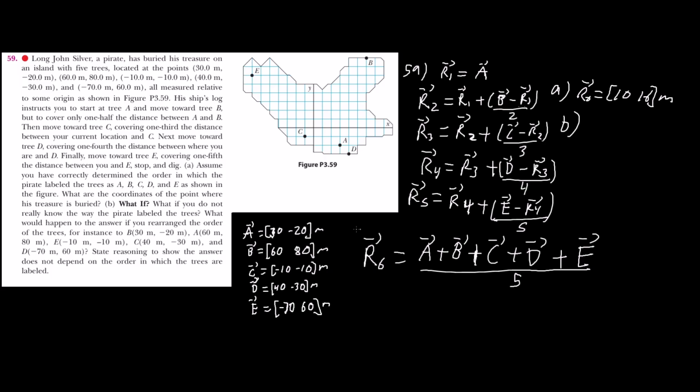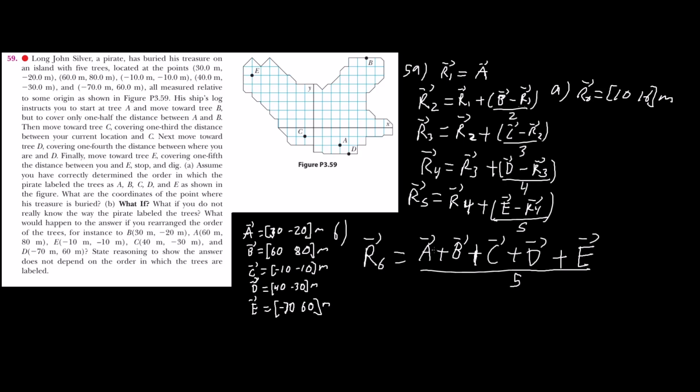For part B, this is part B right here. That is going to be that equation. Part B is asking what you would do if you did not really know the way the pirates labeled the trees, what would happen to the answer if you were entering in a different order? That's another way of saying whatever order it is. And state reasoning to show that the answer does not depend on the order in which the trees are labeled. Well, once you label it the way I do, or however you want, and solve it in terms of all these vectors combined, then this would be the final result.